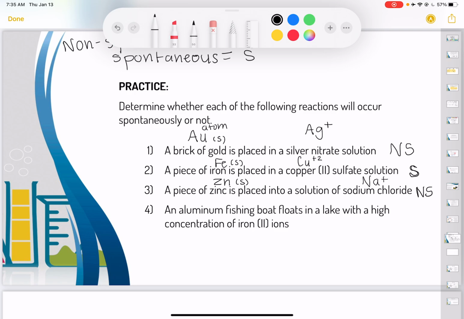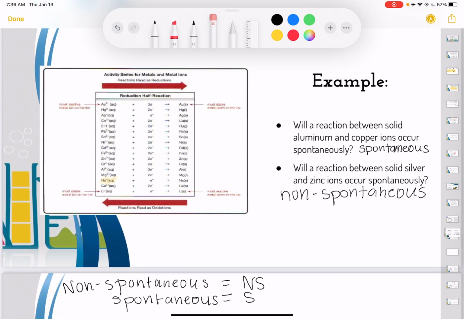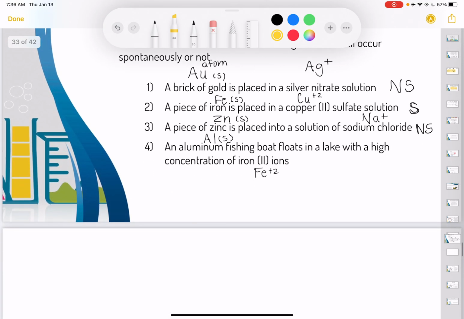And the last one, an aluminum fishing boat floats in a lake with a high concentration of iron 2 ions. So iron is our ion, aluminum is our solid boat. So we need iron to be higher up on the table than aluminum. So that's aluminum, and then iron. Okay, so iron is higher up, the ion is higher up in this case. So then that would be a spontaneous reaction.